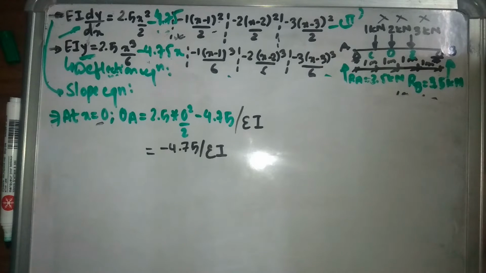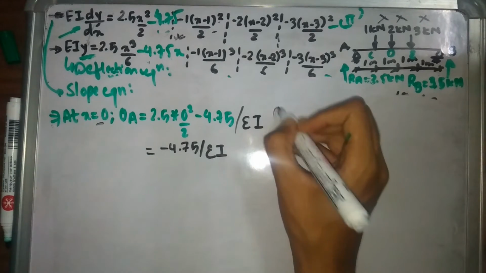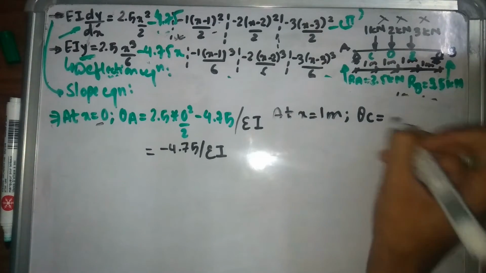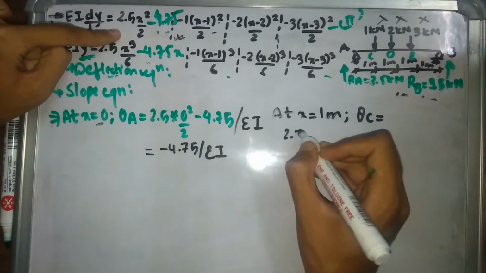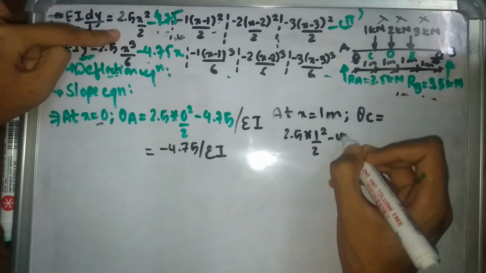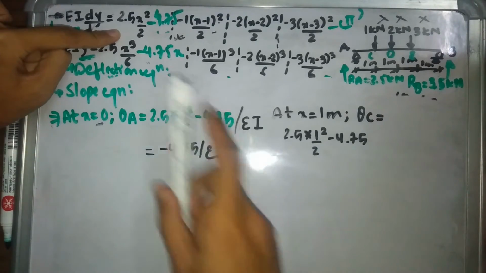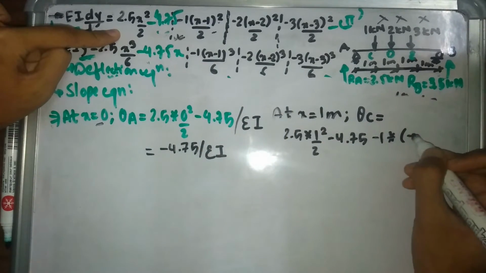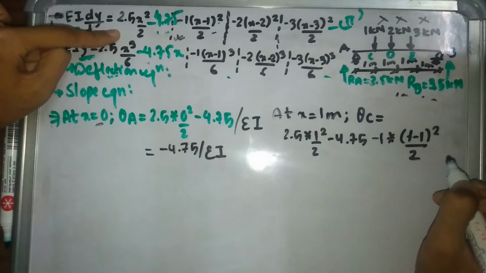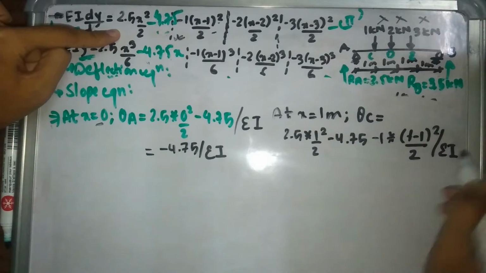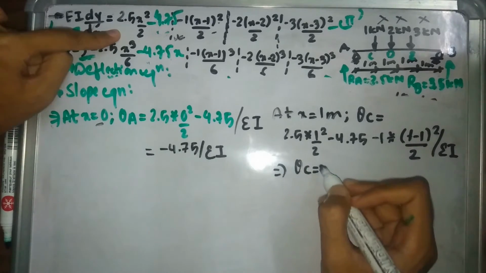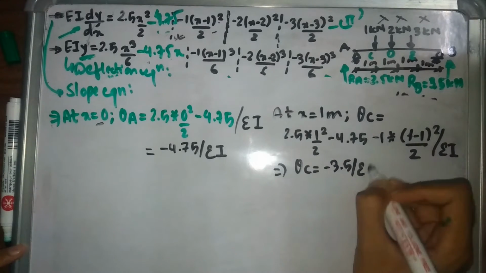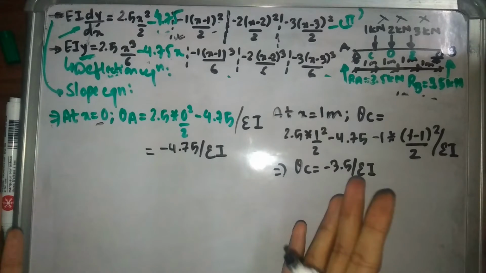So next I'm going to calculate my slope at x equals to 1 meter. At x equals to 1 meter, which means I have reached my point C, theta C. Theta C is going to be, so let me just write down, 2.5 into 1 square by 2 minus 4.75. So as I explained before, at x equals to 1, I need to move up to this section, so it's going to be minus 1 into x minus 1, which is 1 minus 1, whole square by 2, divided by EI of left hand side. So I'm going to get my value of theta C as simply minus 3.5 divided by EI. So hopefully you have been understanding up to here how I'm calculating my slope.